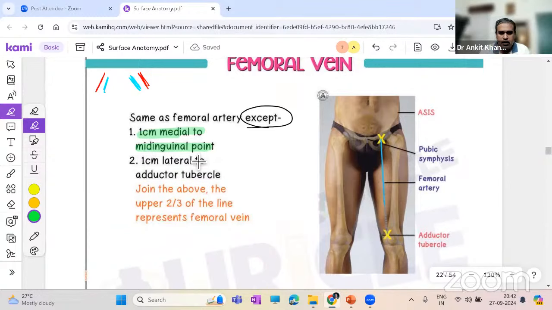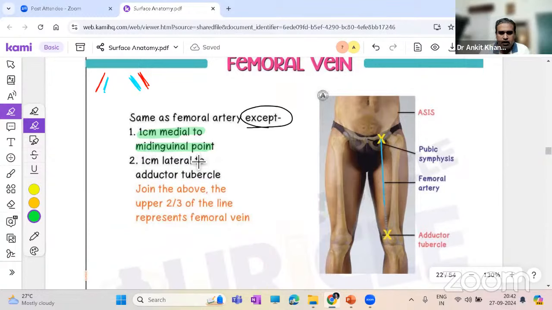And as you go below, it is lateral to the adductor tubercle. Okay, join the above line, upper two-thirds, same as that. So remember, it is just medial to the femoral artery at the mid-inguinal point. Clinical importance is that. And that is what will be asked from you.